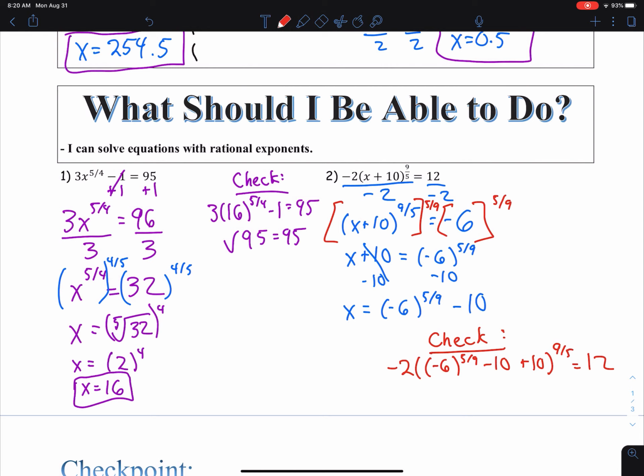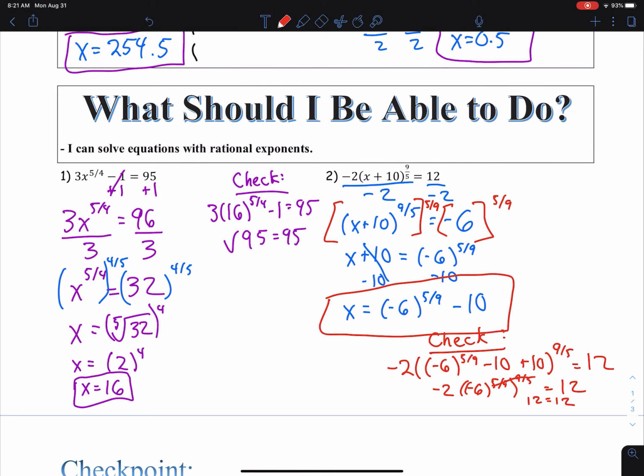The minus 10 and plus 10 cancel out, so we're left with negative 2 times negative 6 to the 5 over 9, all to the 9 over 5, equals 12. You would see power to a power. Our exponents cancel, so we're left with negative 2 times negative 6, which is 12 equals 12. So this is a solution.